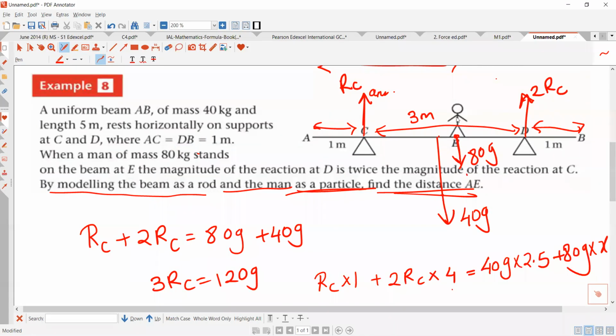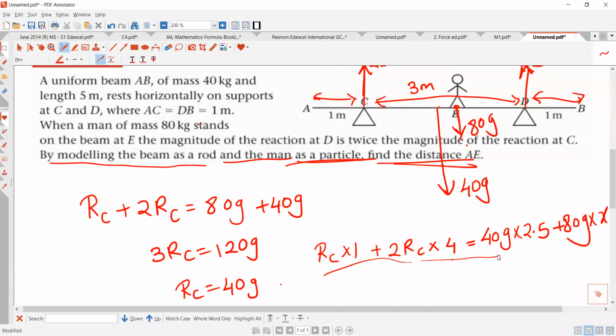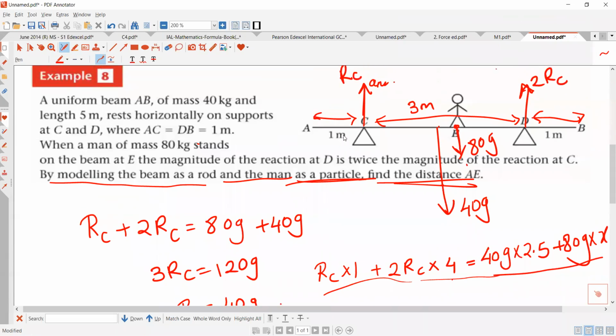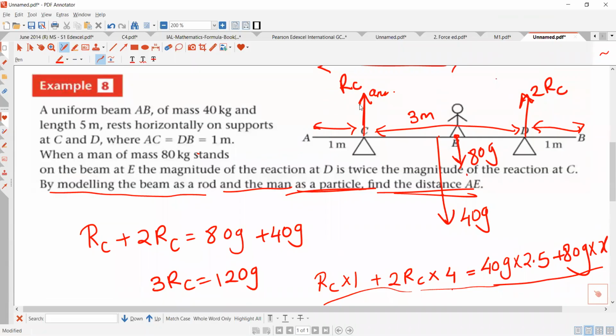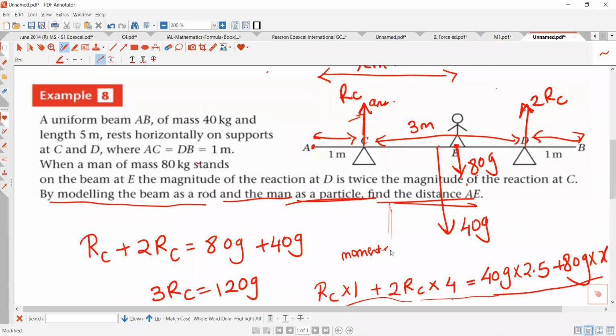Understood. Okay. So this is the equation. I'm recording the class. This is the equation over here right now. First of all, this arrow is anti-clockwise. RC into 1. We are taking moment at A. So A is my pivot, so everything has to be measured from A itself. So RC into 1. Done.